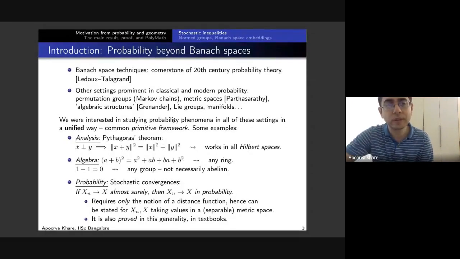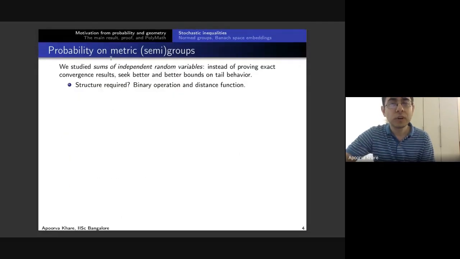And we were trying to do that with probability inequalities. So what we were studying is sums of independent random variables, not differences, but sums. And that's how modern probability is now. You don't use exact convergence results like the strong law of large numbers or the weak law or the normal central limit theorem.